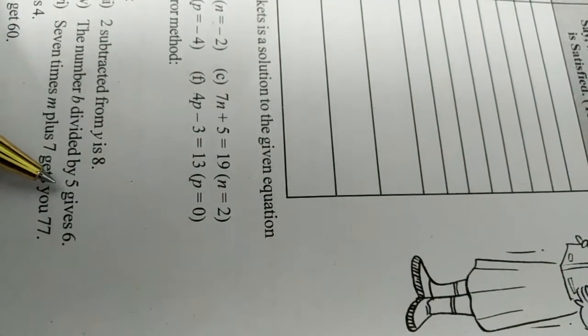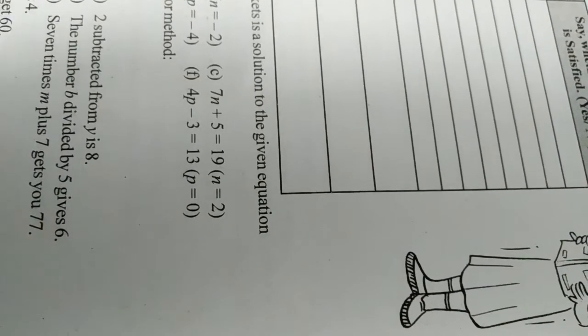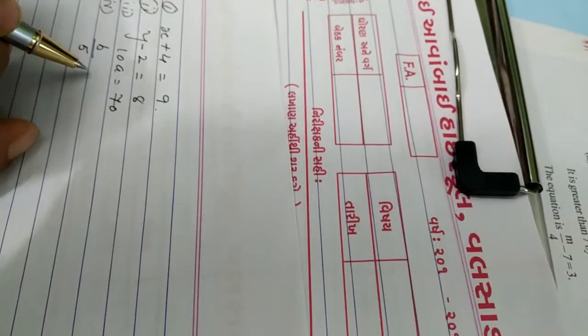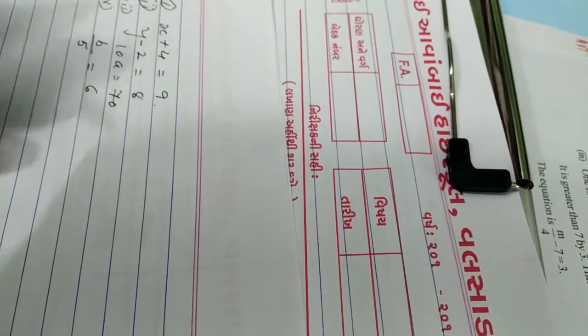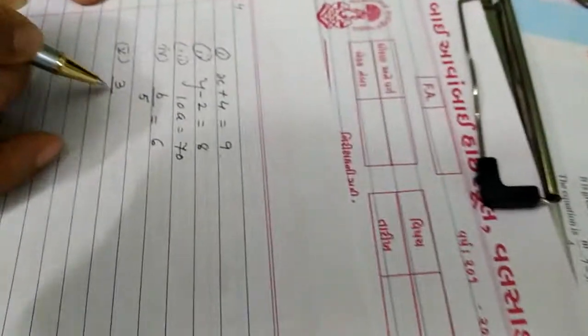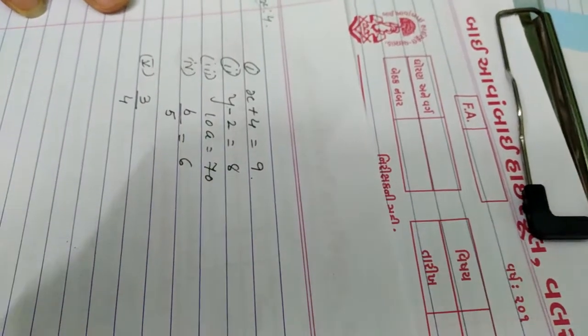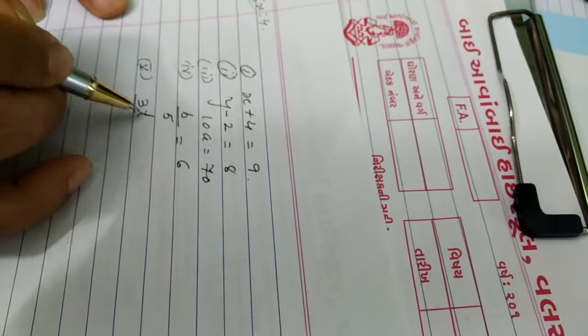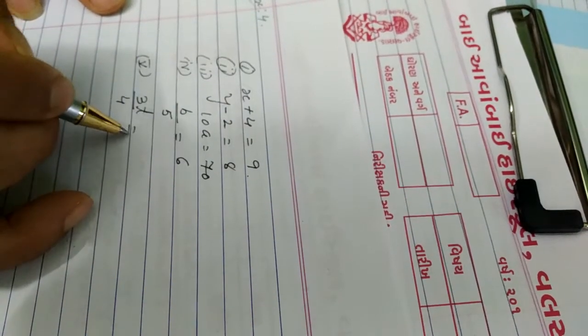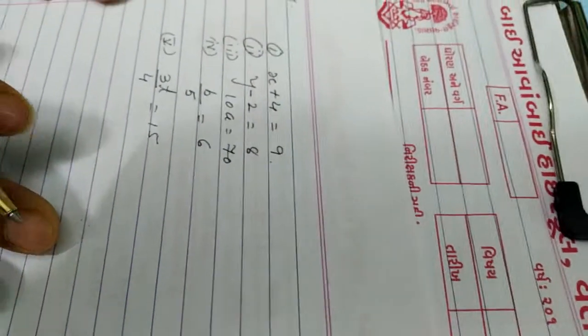Now fourth, the number b divided by 5. Which number divided by 5? B. So b upon 5 gives what? 6. So b upon 5 is equal to 6. Now fifth, 3/4 of t is 15. 3/4. So 3 upon 4, right? 3/4 of t. So 3t upon 4 is what? 15, so 3t upon 4 is equal to 15, right?